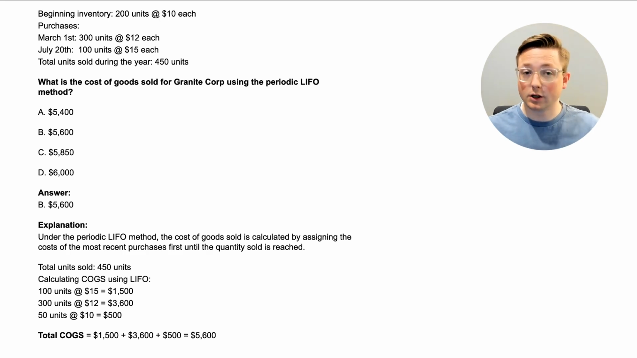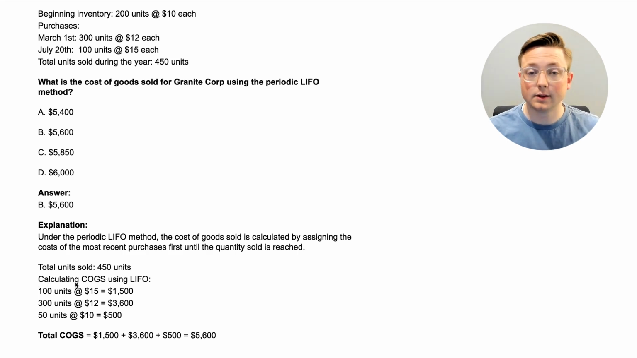Now, just a reminder, we talked about this in the previous video. Periodic LIFO is where you calculate the cost of goods sold and the carrying inventory and everything at the end of the period. You're not doing it as you go throughout the month. You only calculate it at the end of the period, whether that's a month or a quarter or a year, whatever the case is. So with that in mind, we have to take into account the total amount of units that were sold. So 450 units were sold. So with that knowledge, we go down here.